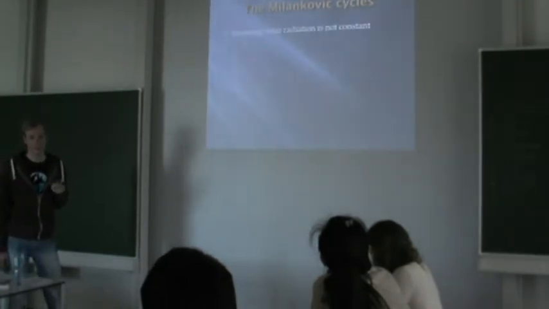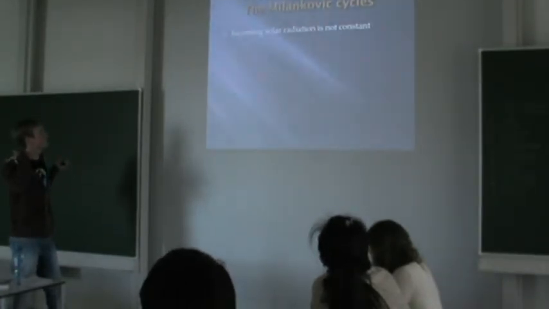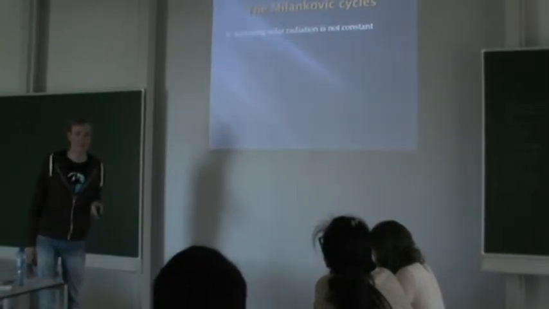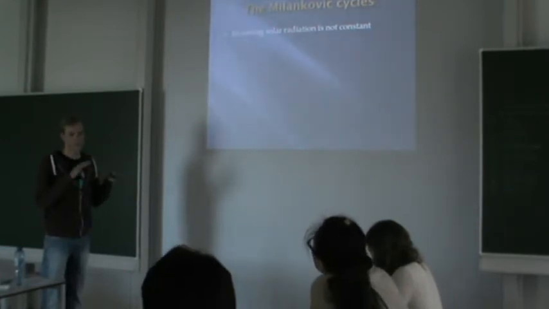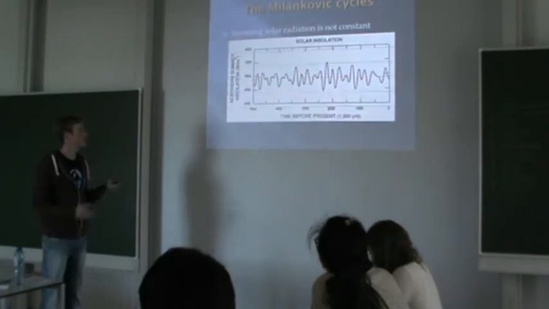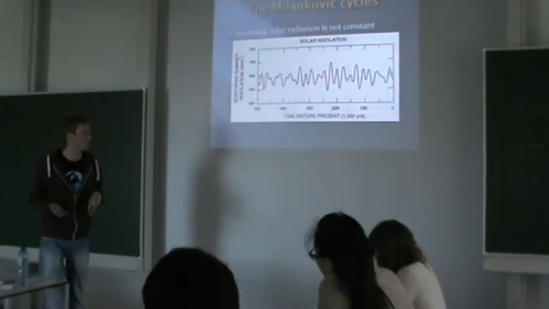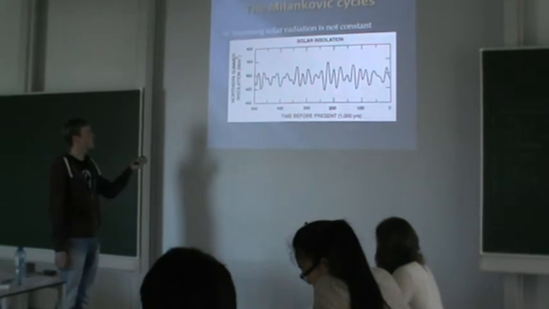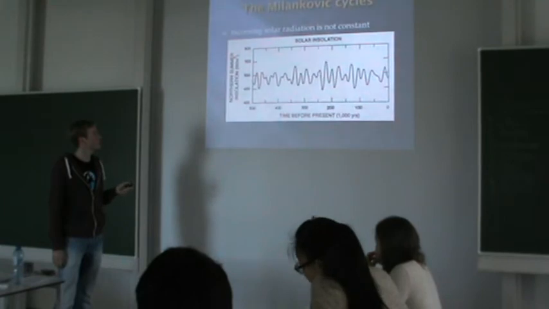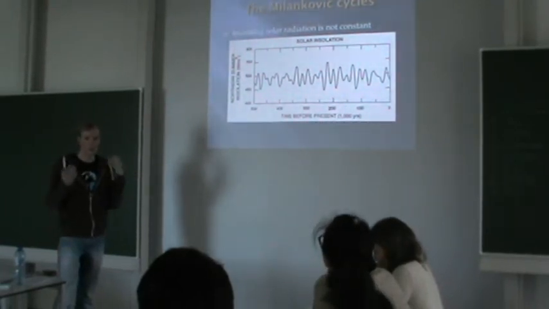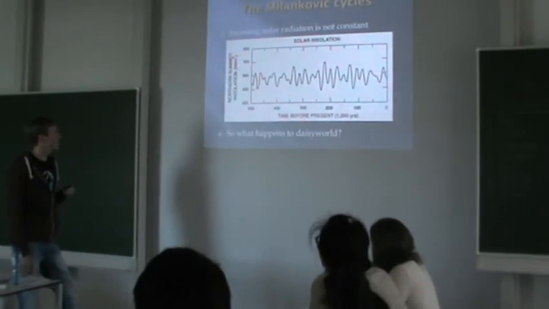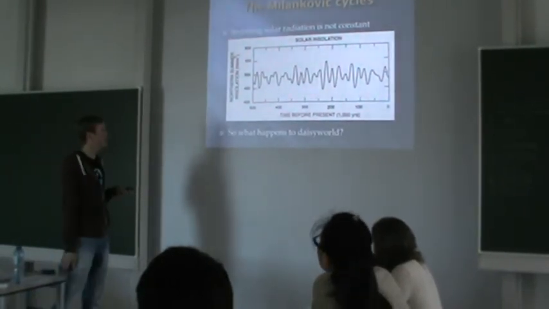This assumes that the incoming solar radiation is constant, but that isn't the case, and that is because of the Milankovitch cycles. The Milankovitch cycles are very difficult. It's just like the Earth is wobbling around the Sun, and therefore sometimes there's more solar radiation coming in, and sometimes there's less. And here you can see how that propagates through time. So we receive different amounts of solar radiation, so more warm or less warm. And what would happen if you have this in the case of Daisy World?